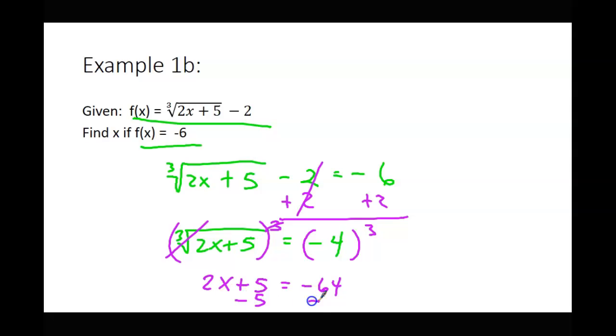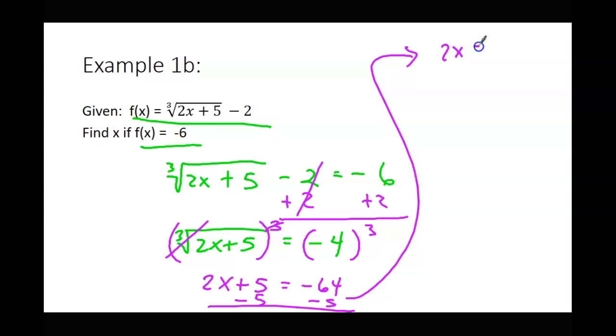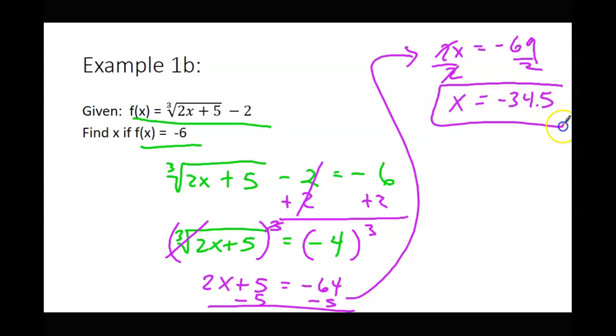Let's see. Minus 5 on both sides. 2x is equal to -69. I think you were close there, Conacher. What would that be? 34.5? Okay. Did you say 30 or 34.5? Oh, okay. All right, so there you go. And that's the value of x.